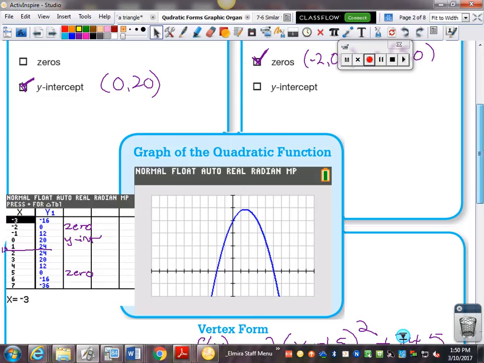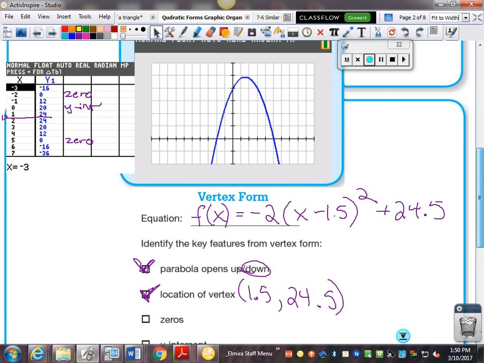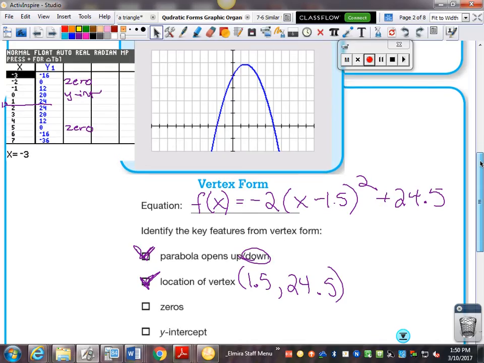Okay, and we've got a graph. And we also glued in the table right here. It just occurs to me this is the second page of the graphic organizer, so I'm a little bit backwards, but that's okay. All right, this is vertex form. We figured out the vertex to be -1.5 and 24.5. Keep our leading coefficient of -2, so we could pretty much always tell if the parabola is going to open up or down no matter what form it's in.